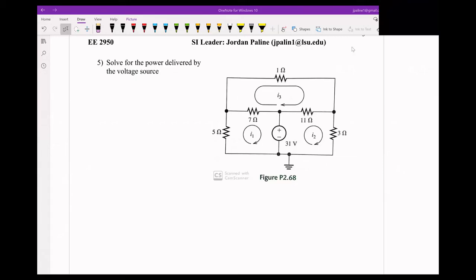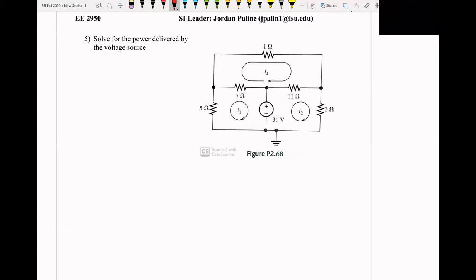Okay, so let's go ahead and take a look at the last problem in this set of problems. We see that we have to find the power delivered by the voltage source. And they already set up a couple of currents for us. So if it's already in the looping situation, we can go ahead and assume that it's going to be a mesh loop analysis.